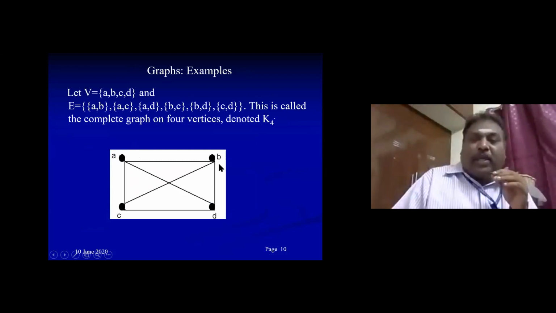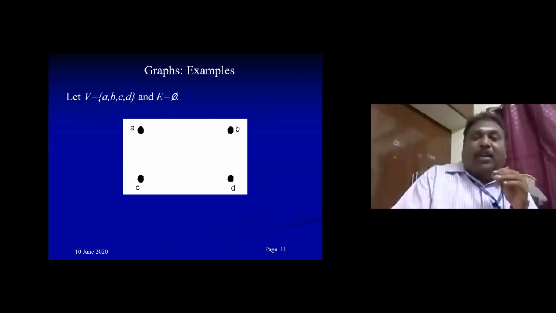If A wants to communicate to B, it can communicate directly. A can directly communicate to D. A can communicate to C. Similarly, any vertex can communicate to other vertices directly. Suppose you don't have an edge between A and D here, then you have to communicate through B or through C. That is connected but not complete. So here the concept of a complete graph comes into the picture. If all possible edges are there, it is a complete graph, and you can communicate directly.